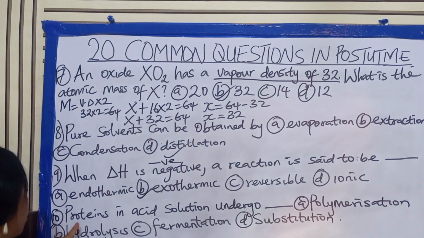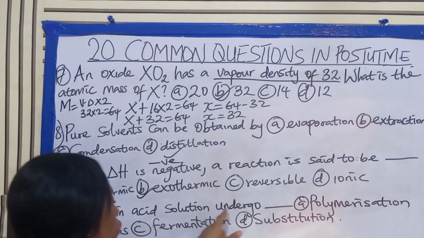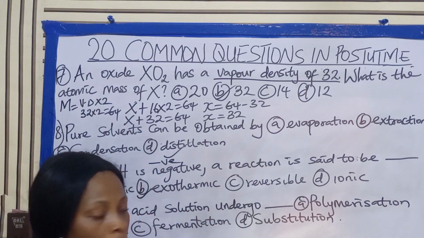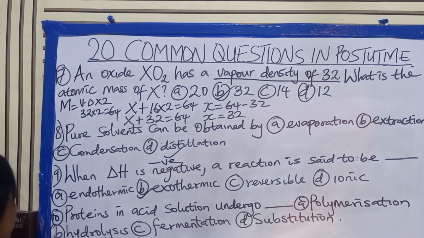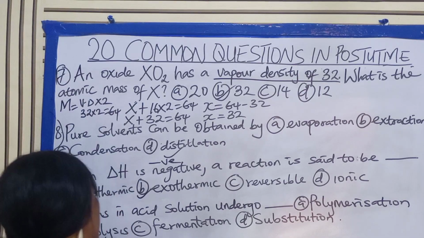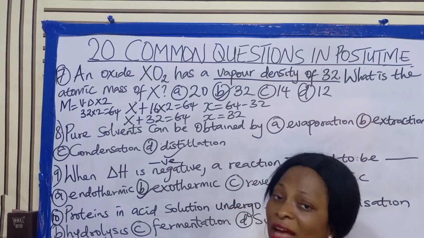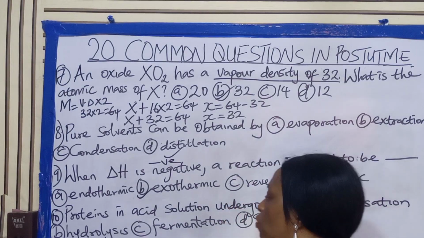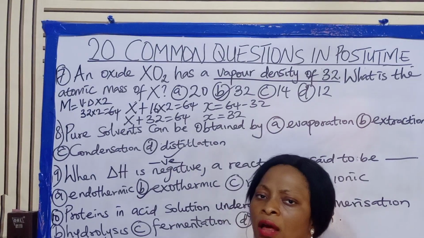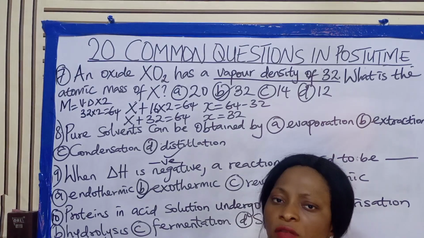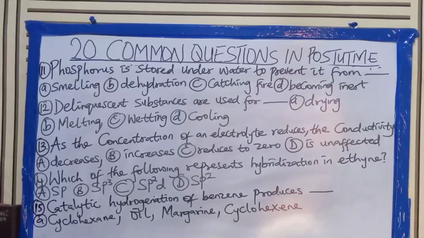Okay, number 10. Proteins in acid solution undergo dash: polymerization, hydrolysis, fermentation, substitution. Now, when you add protein in solution, usually acid solution, it undergoes a breakdown, and that breakdown is what we refer to as what? Hydrolysis.